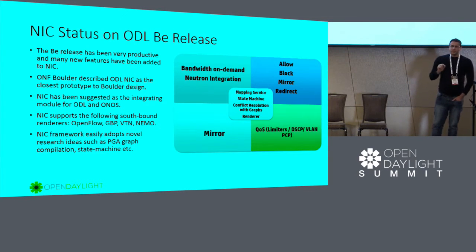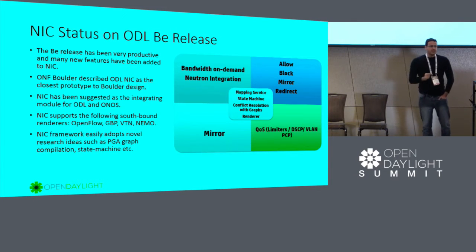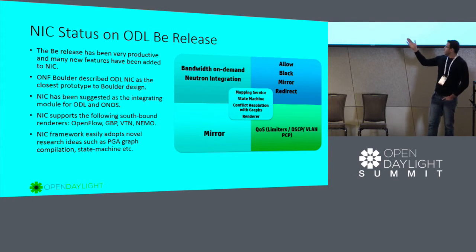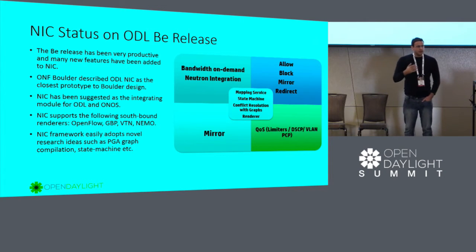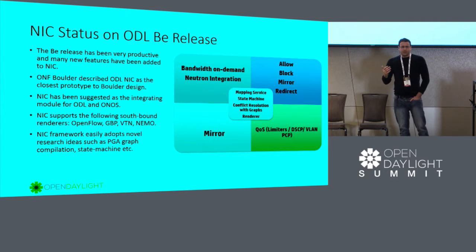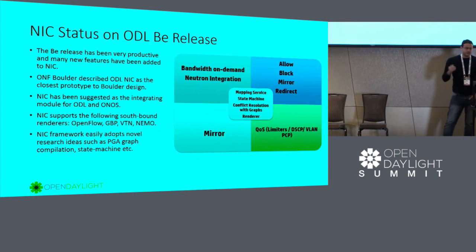In the Beryllium release, we saw that the NIC project is open for new ideas and new research, like PGA using graph compilation and the intent state machine. We have an open community where we are able to listen to new ideas, bring in new developers, and deploy new solutions for the NIC project.